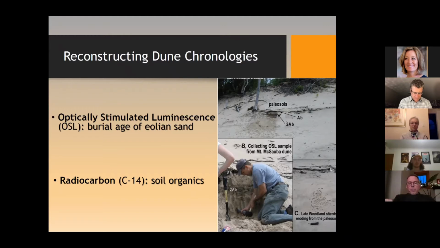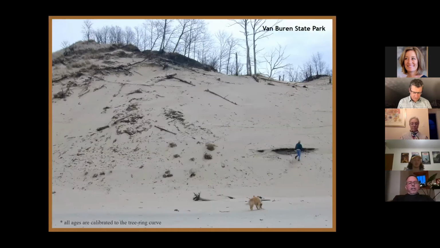And there's a way of collecting it. I'm pounding into this face. This dark color you see here is organic matter that we could collect a radiocarbon date from. What I'm pounding in is a tube here to collect sand that's been in the dark. The tube is lined so it will remain in the dark. You send the tube to a lab. There are some tests that they can run to estimate the last time it was exposed to light, and there you go. So this is representative.